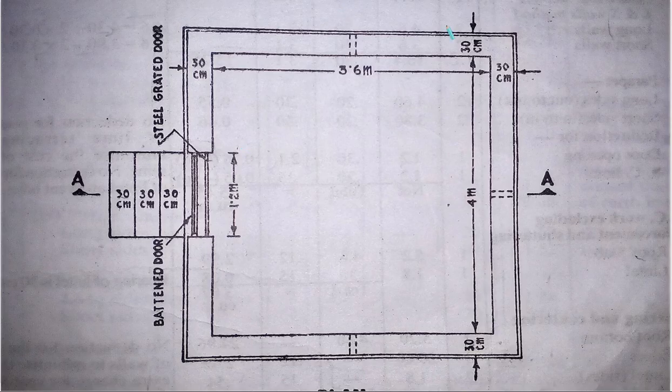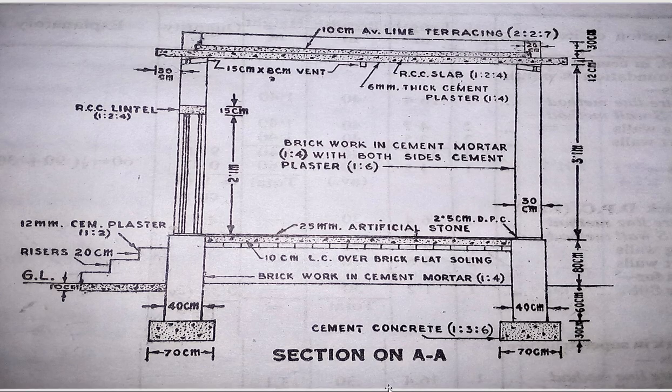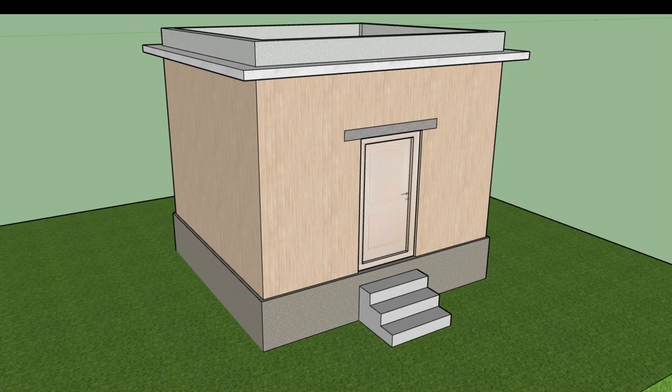Hello everyone, today we are going to do the full estimation of a building having a single room, and we are going to consider the steps. We have the horizontal length of the room as 3.6 meter and the vertical length of the room is 4 meter. When we cut the plan from this cutting plane and observe the building from this side, the section will look like this. Now let's visualize the 3D drawing of this question.